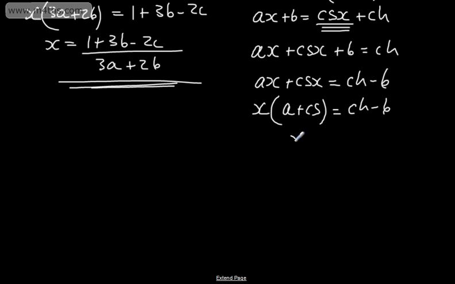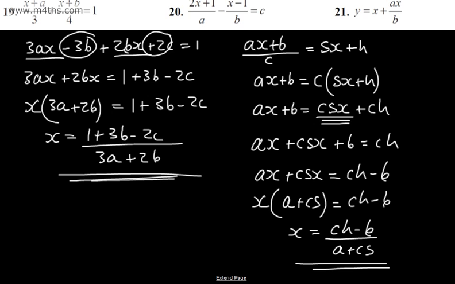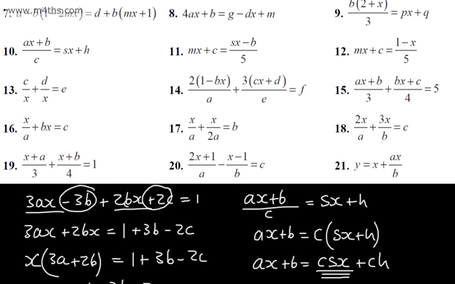Dividing both sides by the bracket, (cH minus b) divided by (a plus cS), gives me x. So quite a nice little example there. Okay, let's have a look at some others. Right, this one right here, let's do this one right here.